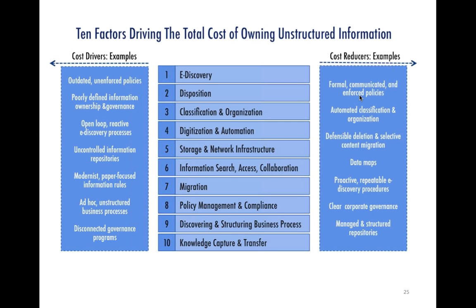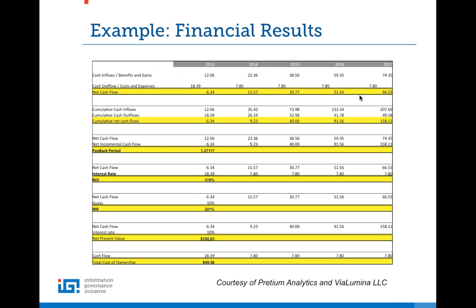This is one that I developed specifically around total cost of unstructured information. In the middle you have a set of activities that are common sources of cost when dealing with unstructured information. On the right-hand side, examples of things that reduce cost. On the left-hand side, things that increase cost. This is a model that I've used with clients in various situations, and again, it's relatively simple, but it starts to put some dimension to the money side.